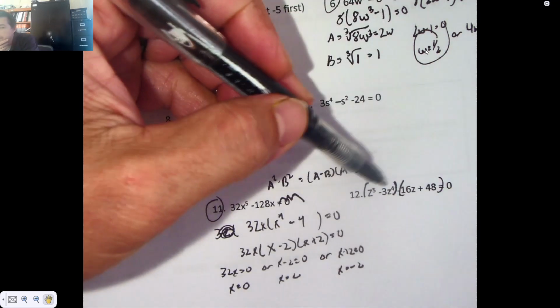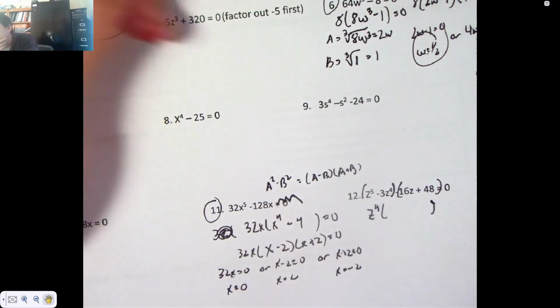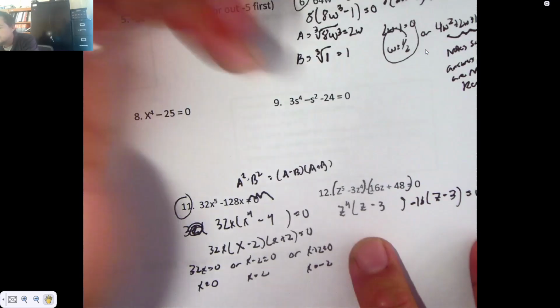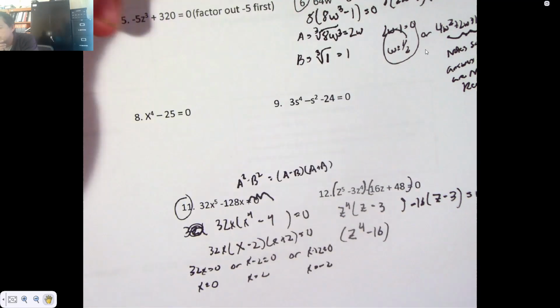This is z to the fifth minus this 3z to the fourth. I can pull a z to the fourth from both pieces. And if I do that, I'll have z minus 3. Now I can pull from the second set a negative 16. And if I do that, I'll have z minus 3, still equal to 0. It's the factoring by grouping technique.